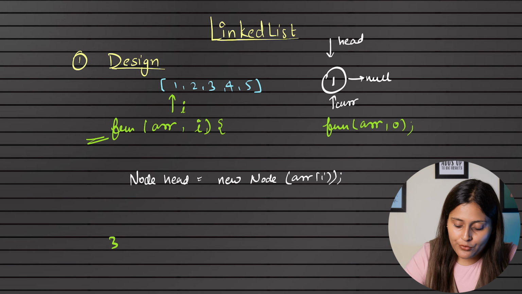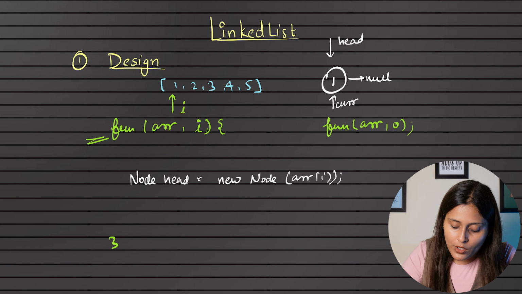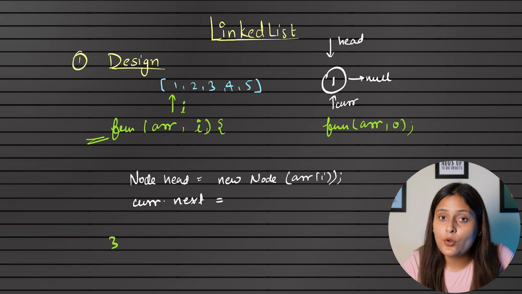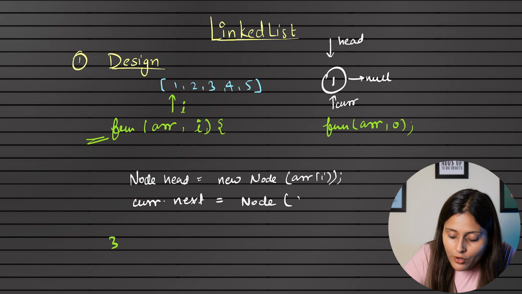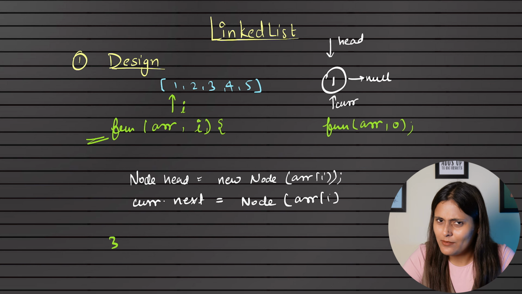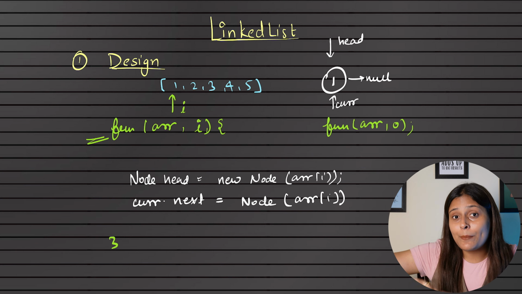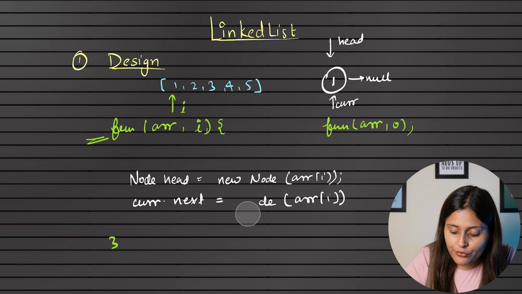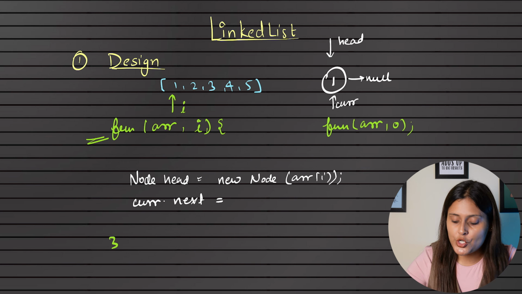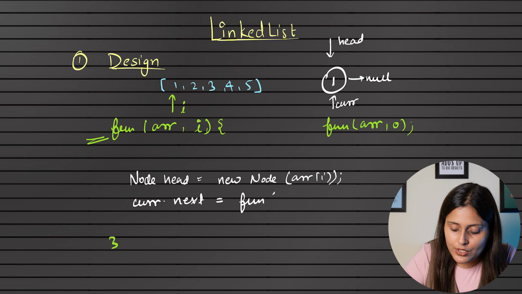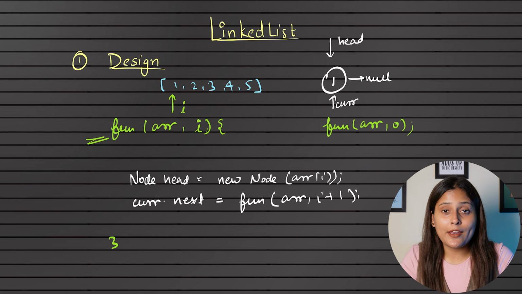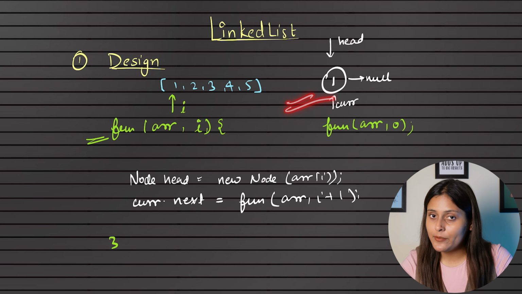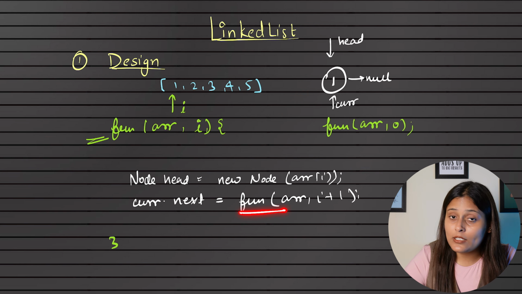So after this line of code, in the iterative one, what did we write? Current.next. What did we write? We wrote node of array of i. Can I say? Yes. But we have to replace this using the function call. So instead of this, we will call the function. So we'll write function array, and next time I want i plus 1. So again what will happen? This node has been created. Yes. Now we'll call the next function.